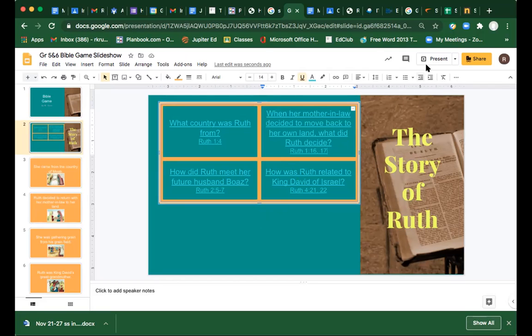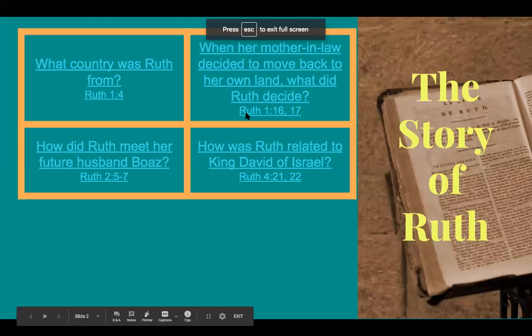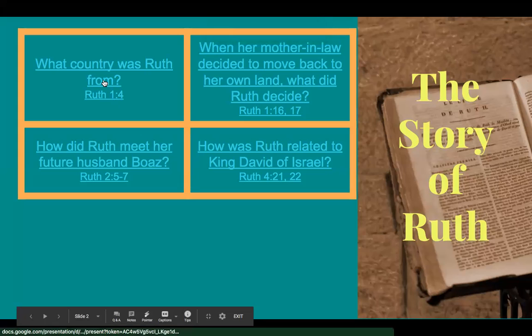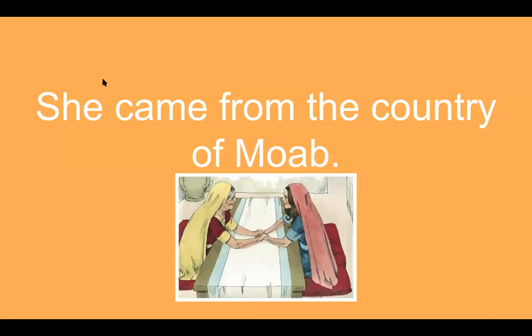Now, let's try it out. I'm going to click on the question, and sure enough, it takes me to the answer. But now how do I get back to the question again? This is where we need to make an arrow, and I'll show you how to do that.